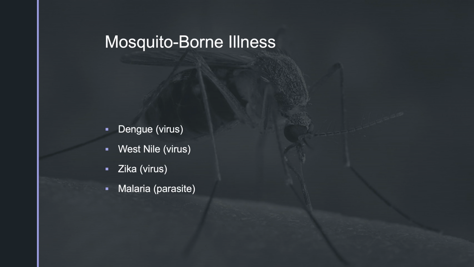There are a number of mosquito-borne illnesses, with mosquitoes as the vector, and the big four to mention: dengue fever, West Nile, and Zika. These are all viral infections spread by mosquitoes. And then there's also malaria. Malaria is spread by mosquitoes through a mosquito bite. Malaria is not a virus. Malaria is actually a parasite that causes this infection.